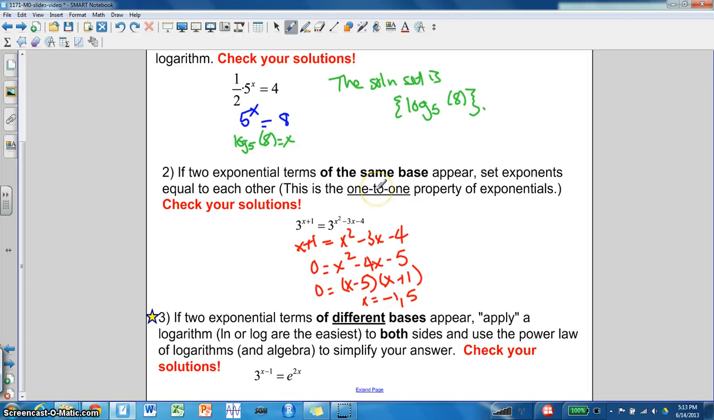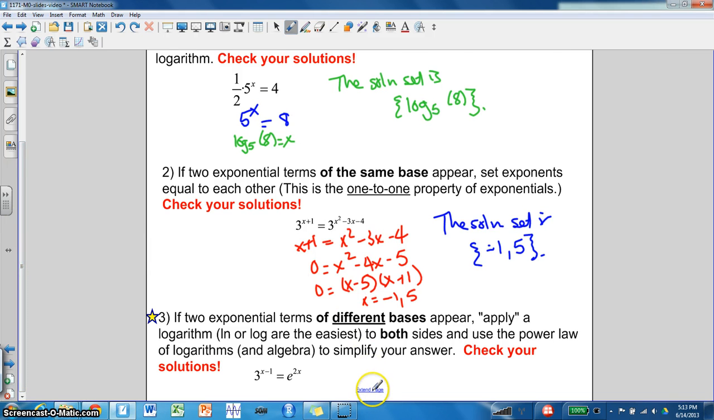Now technically, and I skipped it up here, you should check your answers, but with exponential functions, they will always check. When we get into the logarithmic equations, that's where we actually do need to check. So the last step, again, to conclude this, we should say the solution set is, and then write -1, 5. Okay.